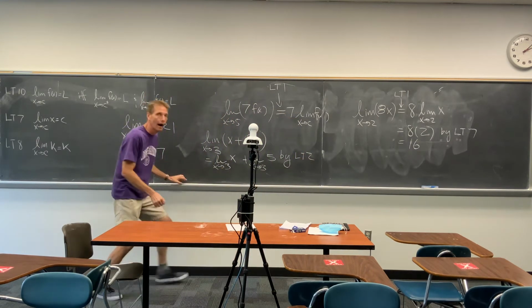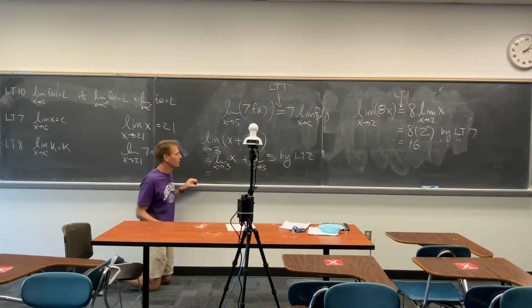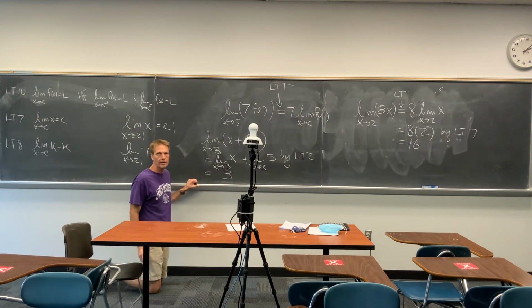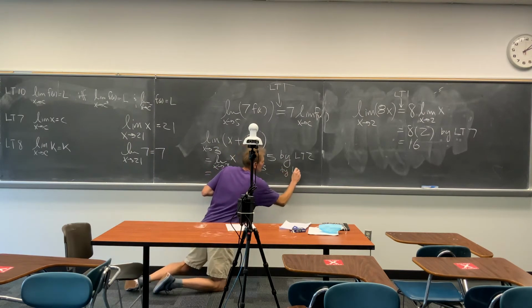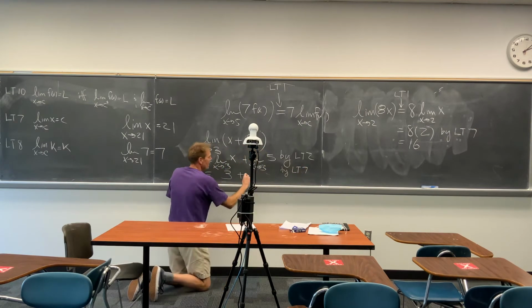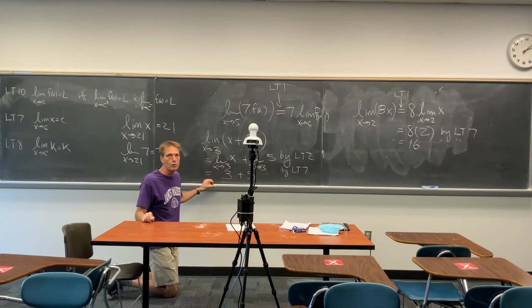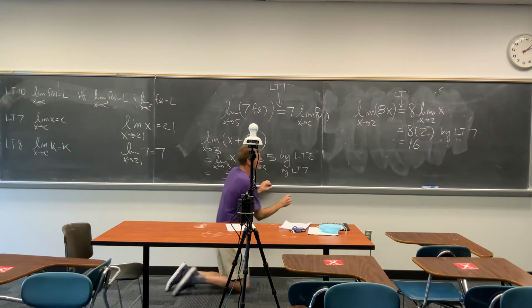Now help me out. I'm going to make a move and you're going to provide the justification. This limit is 3. What limit tool would allow that to be true? 7. By limit tool 7. And this is equal to 5. What limit tool would I use to justify that? 8. By limit tool 8.